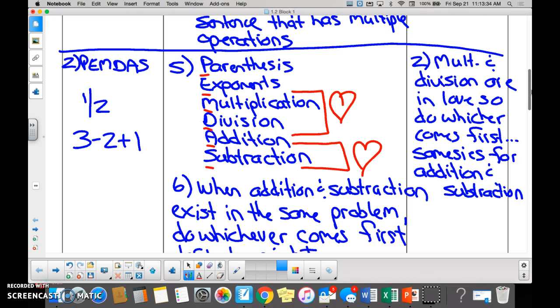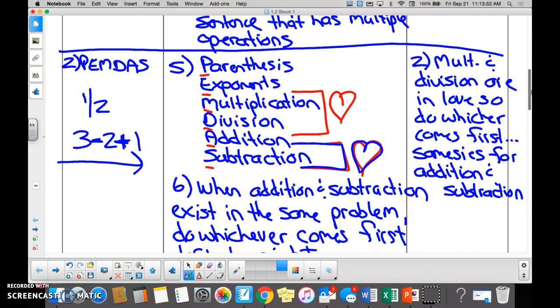50% of you could not answer that question correctly because you didn't understand PEMDAS fully. PEMDAS states that if you have addition and subtraction together in a problem, you don't do addition first unless it comes first in the problem, reading left to right. Yes or no? Yes. So in this situation, do we do subtraction first or addition first? Subtraction.